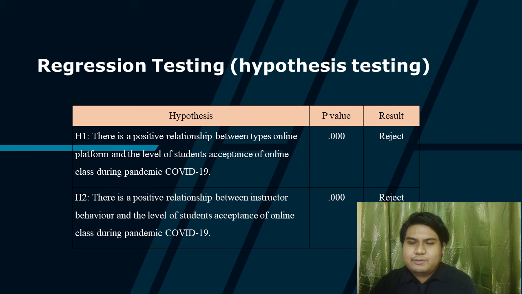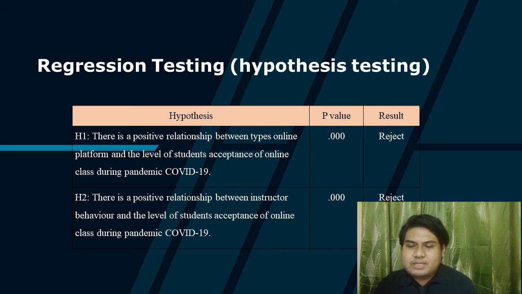Next, we go to the next part, which is the regression testing. The H1 is: there is a positive relationship between types of online platform and the level of student acceptance of online class during the COVID-19 pandemic. The hypothesis testing shows that there is a positive relationship between the types of online platforms and the level of student acceptance of online class during the COVID-19 pandemic. Thus, H1 is accepted.